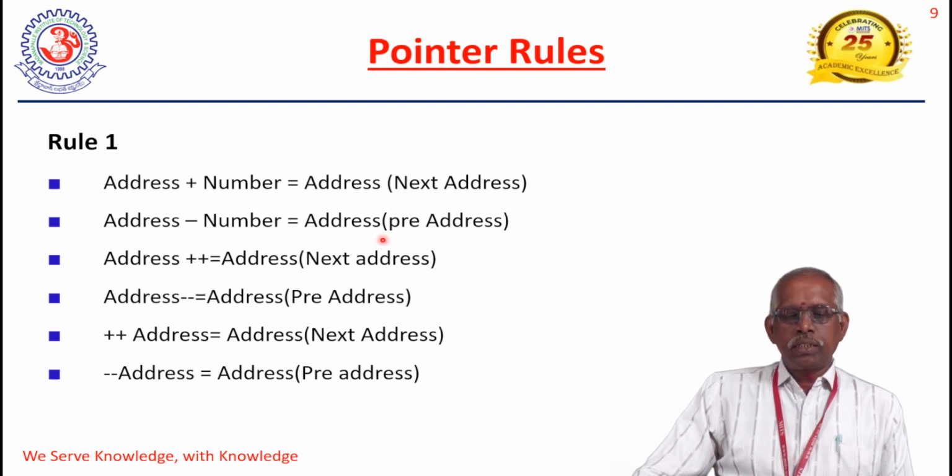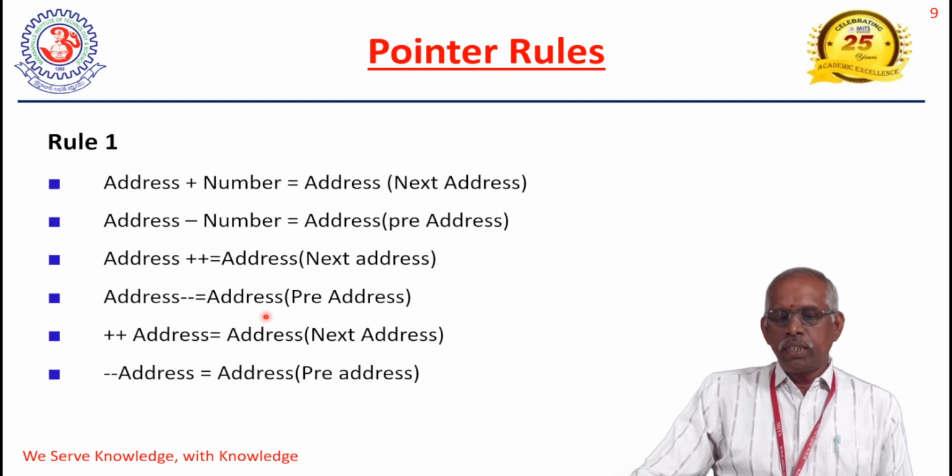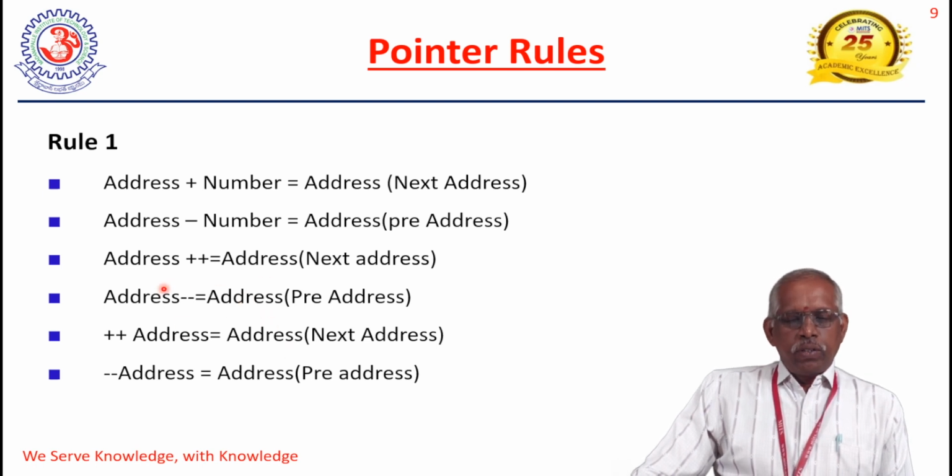Address minus number will go to the previous address. The same thing I can apply by using increment and decrement operators in both ways, prefixing and postfixing. So address plus plus is going to access or show the next address. Address minus minus will go to the previous, like a plus plus address will go to the next. So this is rule 1, which will allow us to access the previous and next addresses easily.